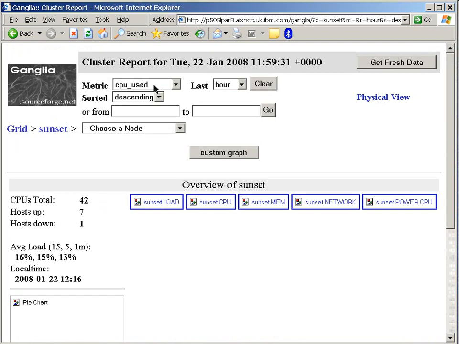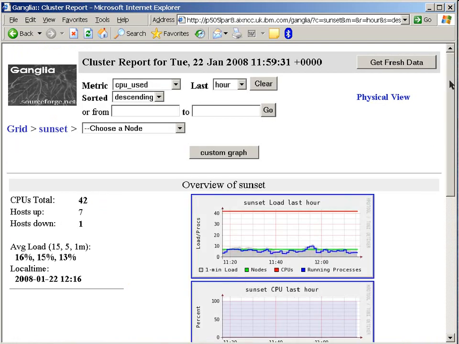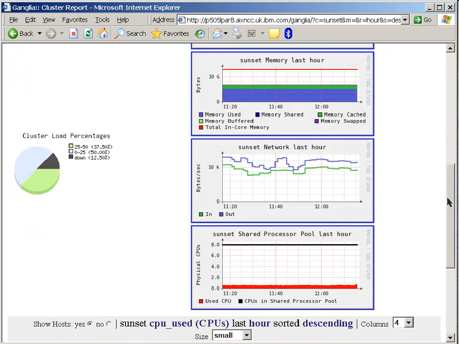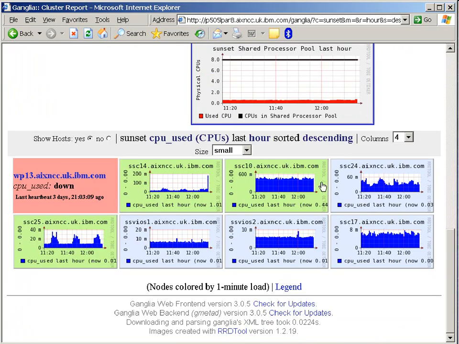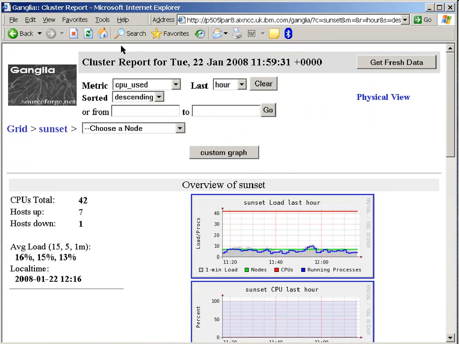If I just click on any of the Sunset graphs, I can have a look at the details. If I scan down to the bottom here, this is a summary for each of the nodes in our cluster, and we can see that it's a partition here called WP13, and I remember now that I actually took that down. It was a temporary crash and burn logical partition, so we can ignore that.